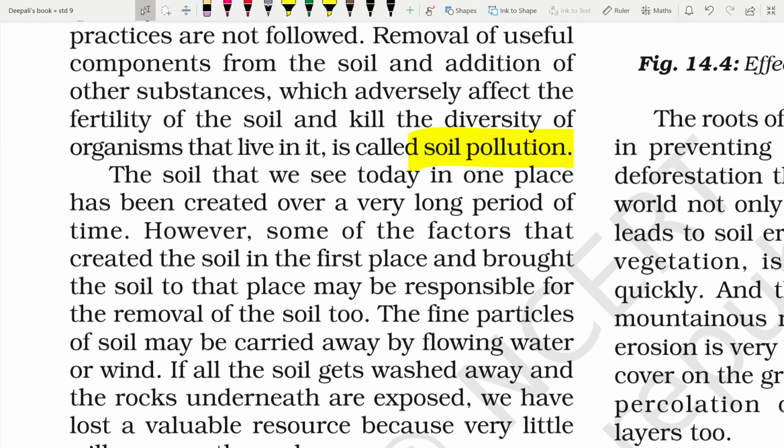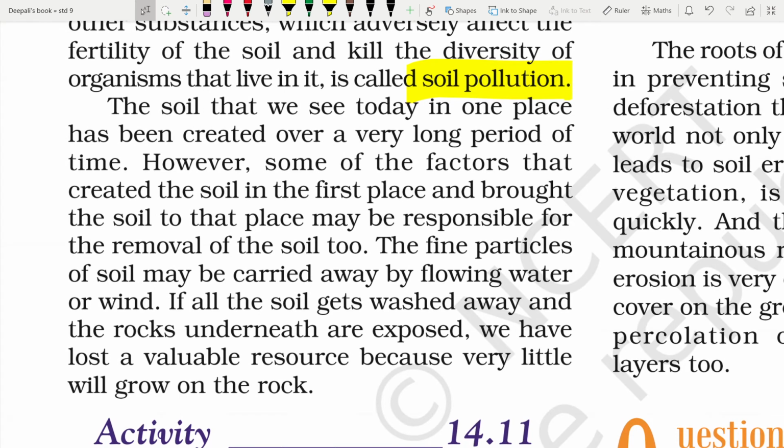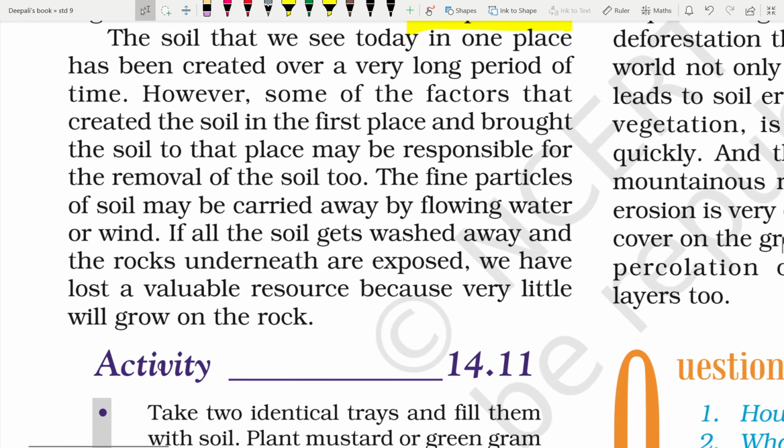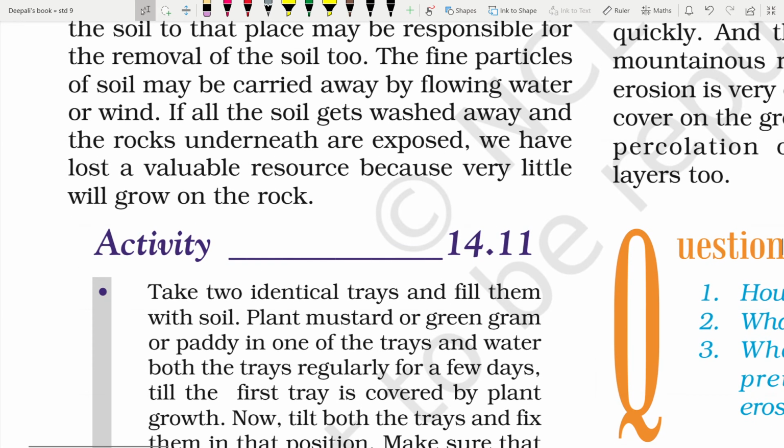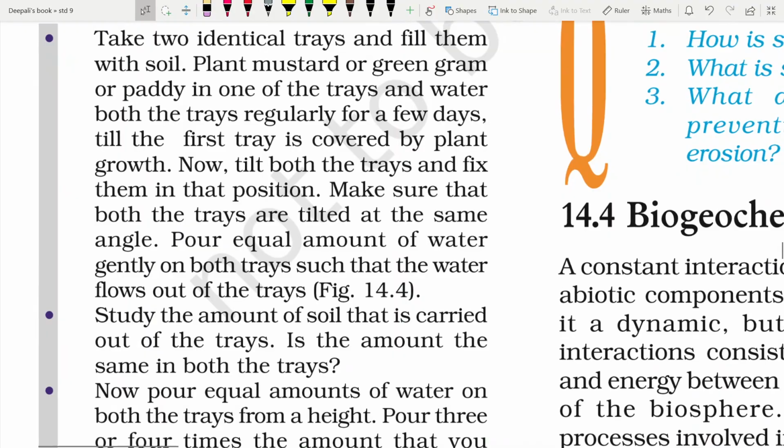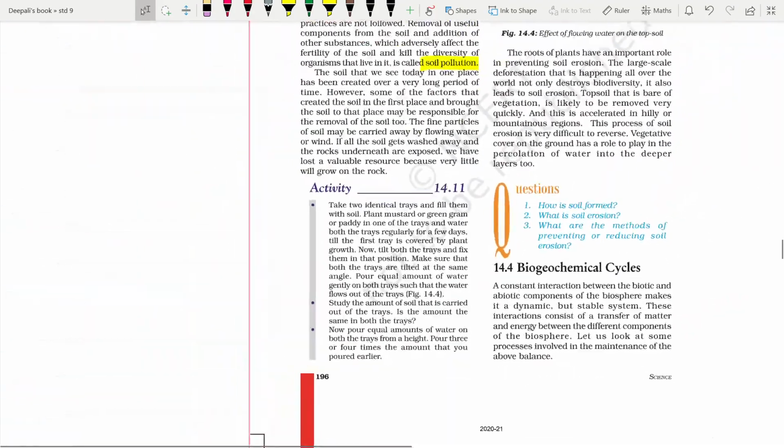The fine particles of soil may be carried away by flowing water or wind. If all the soil gets washed away and the rock underneath is exposed, we have lost a valuable resource because very little will grow on the rock. So you have to be careful in conserving the soil.